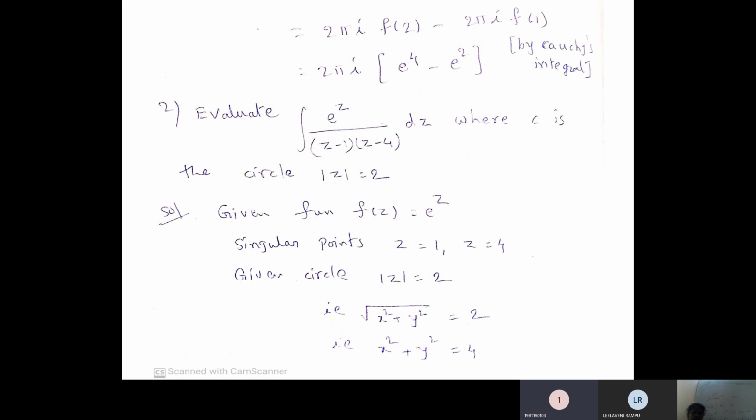Okay, next. Integral over c of e power z by z minus 1 into z minus 4 dz, where c is the circle mod z equal to 2. Look at this one. If you don't understand, I will tell you. Look at this one for 2 minutes. If you say okay, then I will go to the next slide.